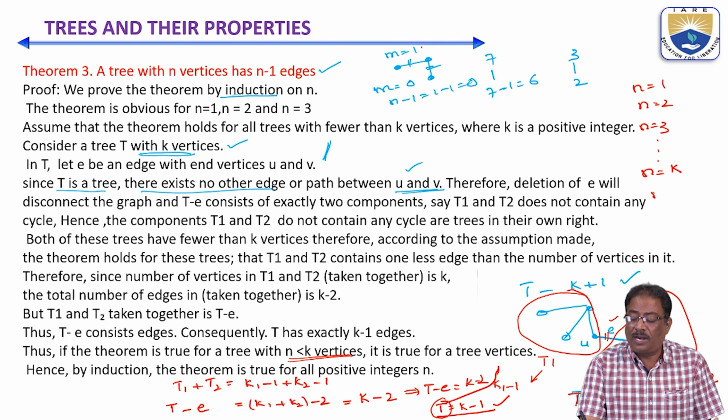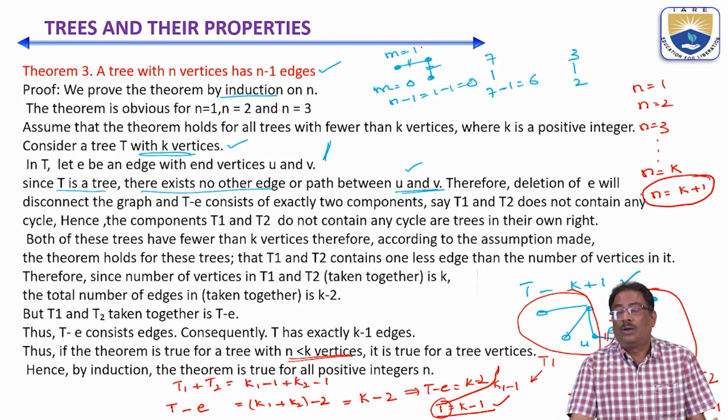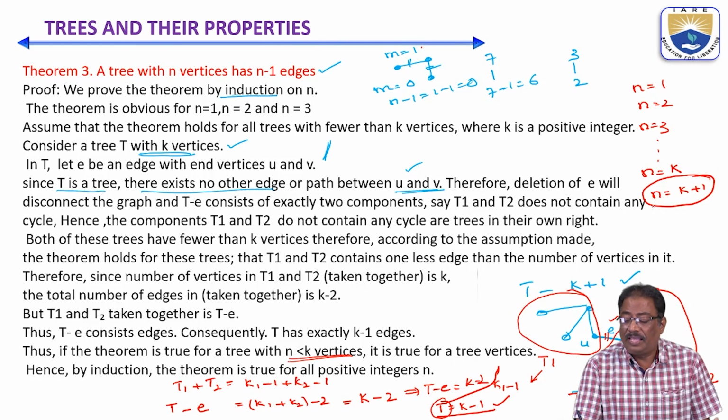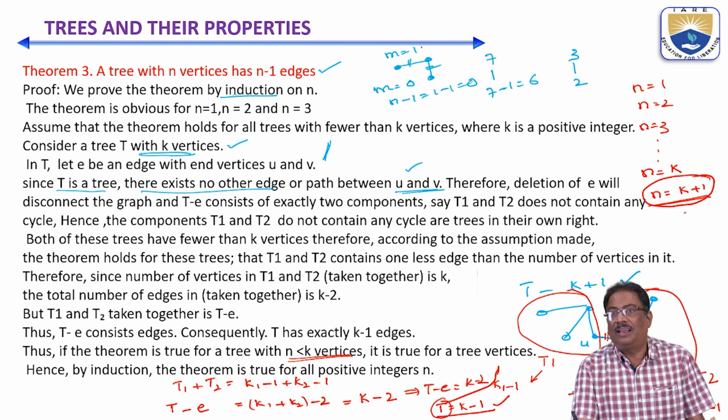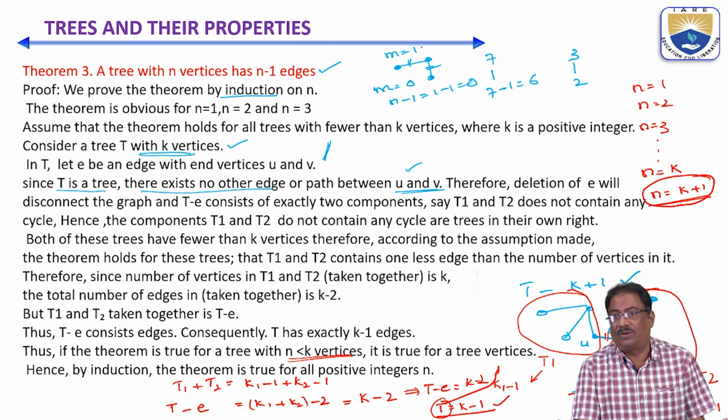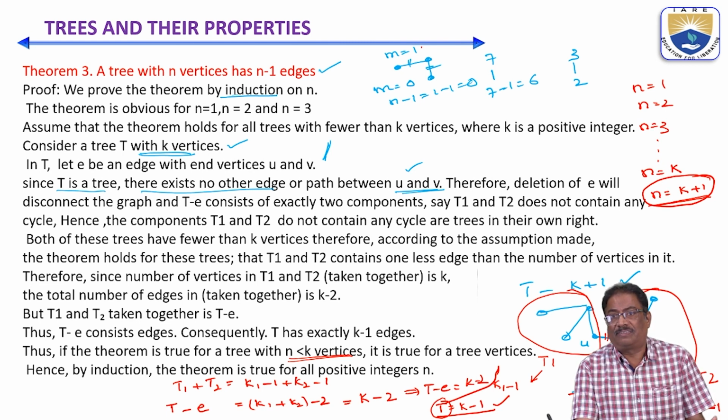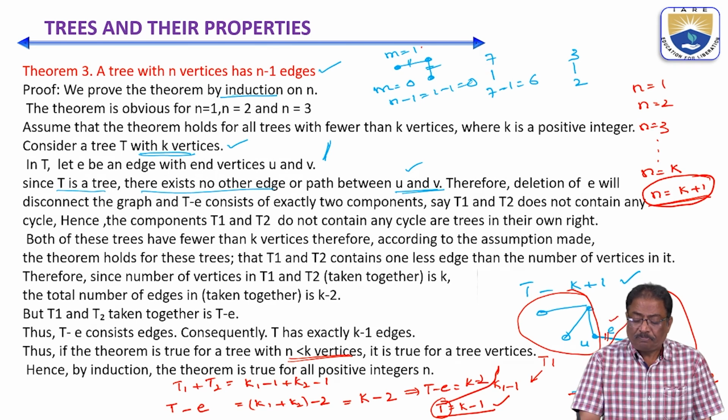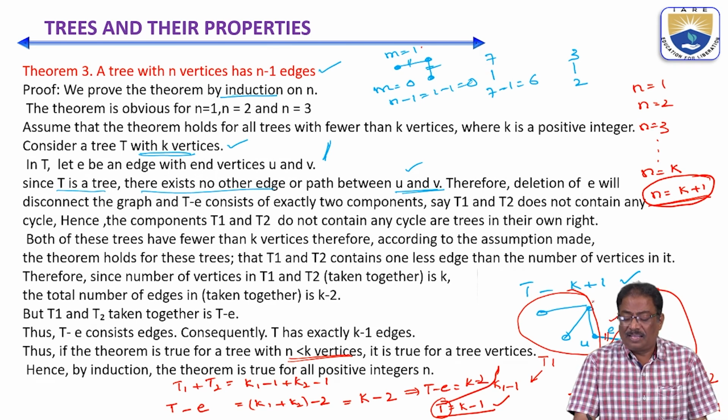Now we are going to prove that the theorem is true for a tree which is having K plus 1 vertices. If we prove that it is true for this, then obviously it is also true for all the trees which are having any number of vertices. So for that, let us consider a tree which is having K plus 1 vertices.